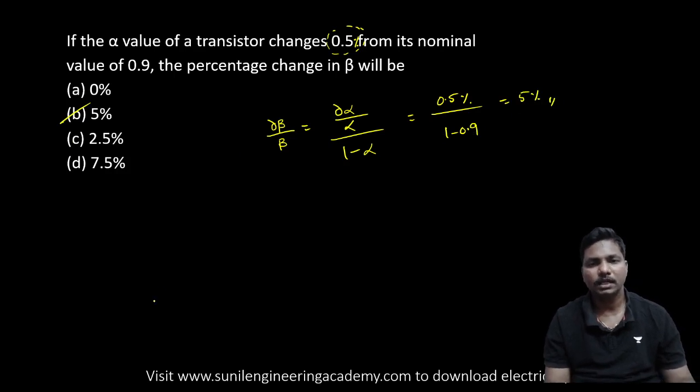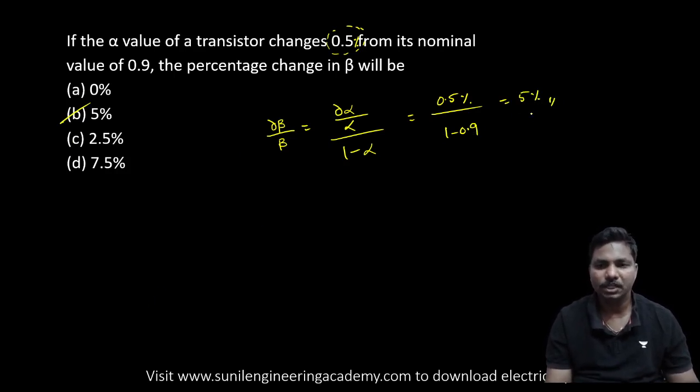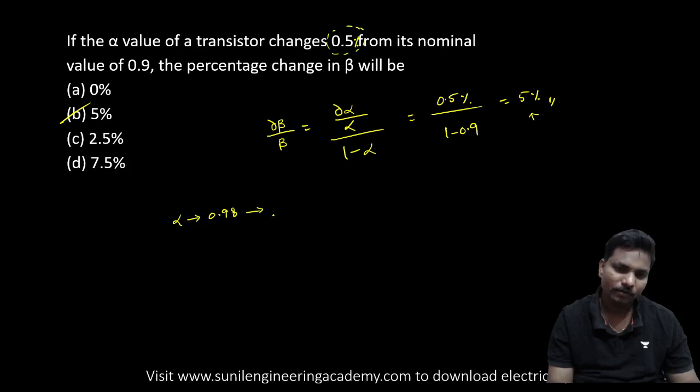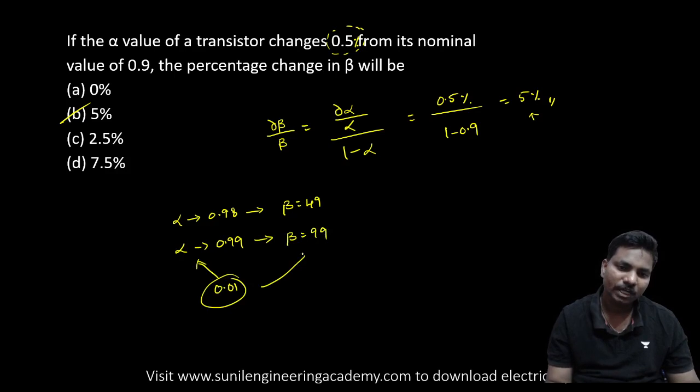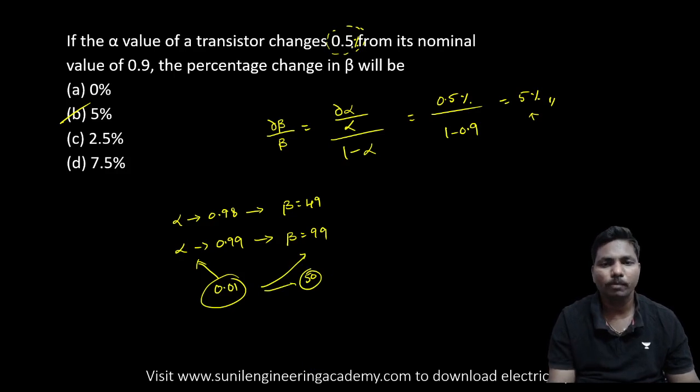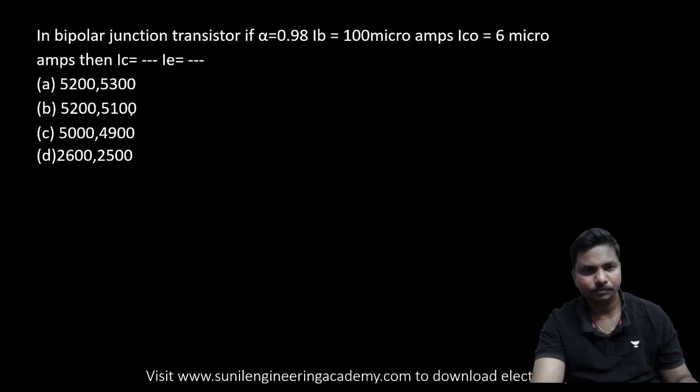A small change in alpha is a large change in the beta. We can also calculate this. For example, if alpha is equal to 0.98, you will get beta is equal to 49. If alpha changes to 0.99, beta is equal to 99. So just a 0.01 change in alpha, the change in beta is nearly 50. A large change in the beta. Here 0.5% in alpha means nearly 5% in beta. Okay, coming to the next question.